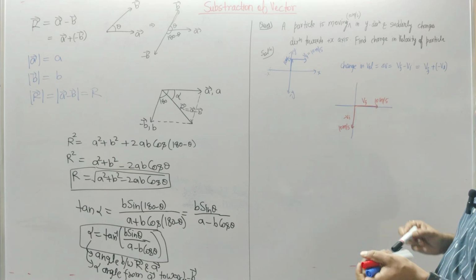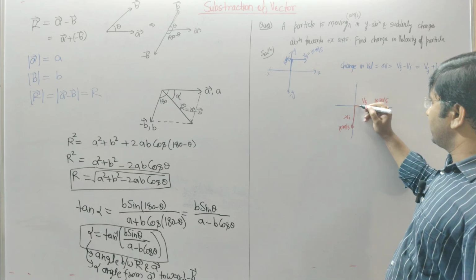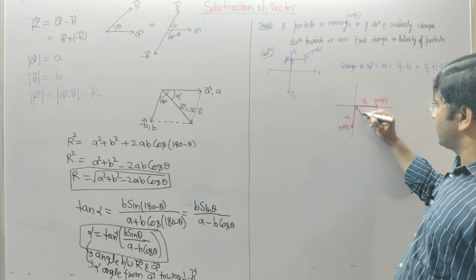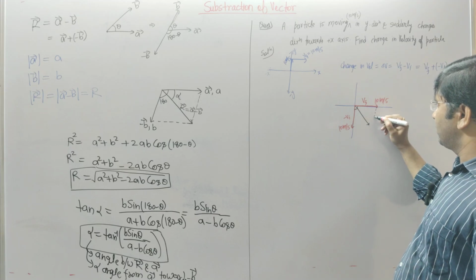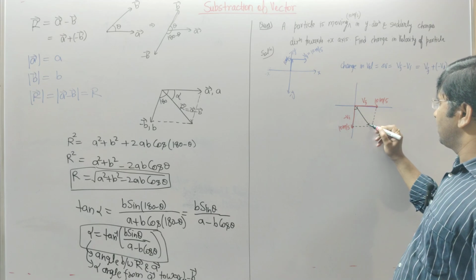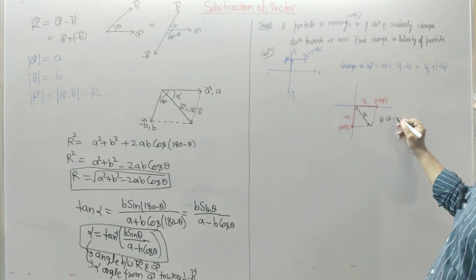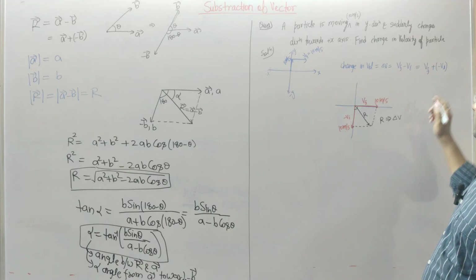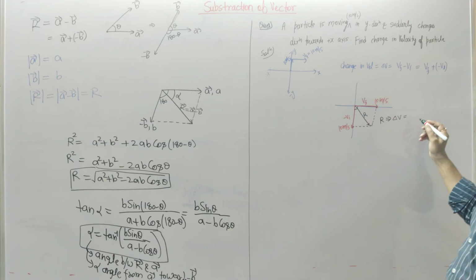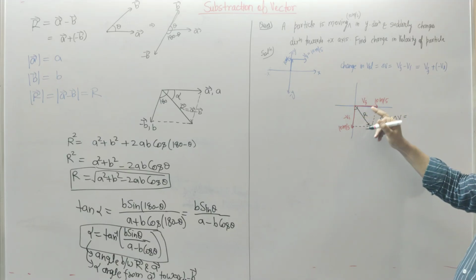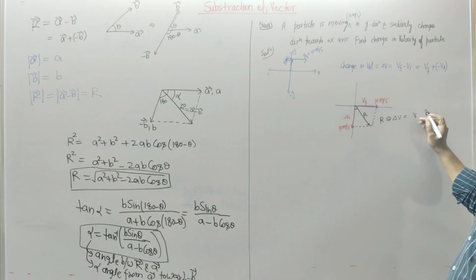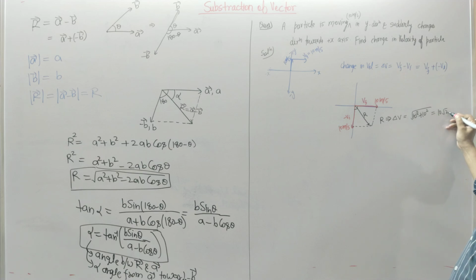Both are equal, acting at a 90 degree angle. So what would be the resultant? The resultant will be this one. This resultant will be nothing but delta V, because this is delta V. How much is this delta V? Both are 10 and the angle is 90 degrees. So the resultant will be under root 10 square plus 10 square. This is 10 root 2. So this is 10 root 2 meter per second change in velocity.